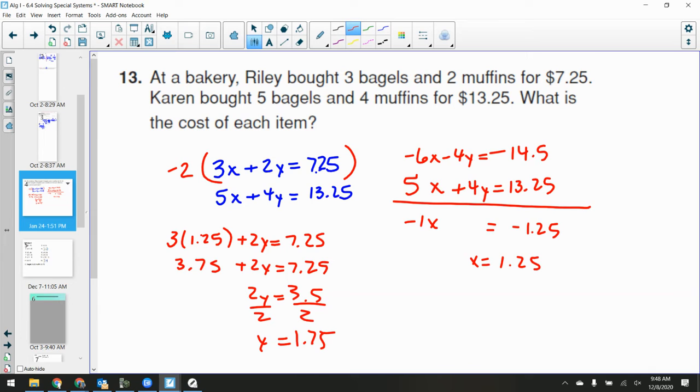Okay, so let's talk about the next section here, section 6.4. Now, what we're going to be doing with this final section, really, we're not learning anything new today. We are just reviewing the three methods of solving systems, and then applying it to one new scenario.